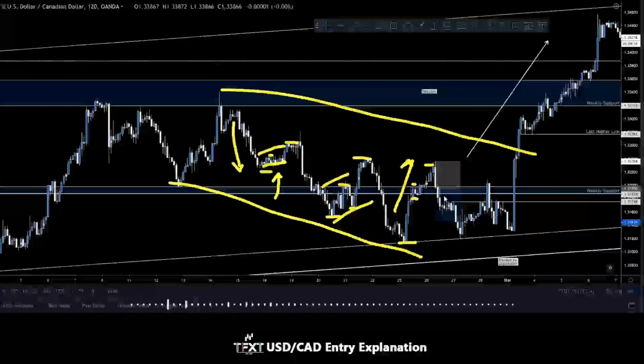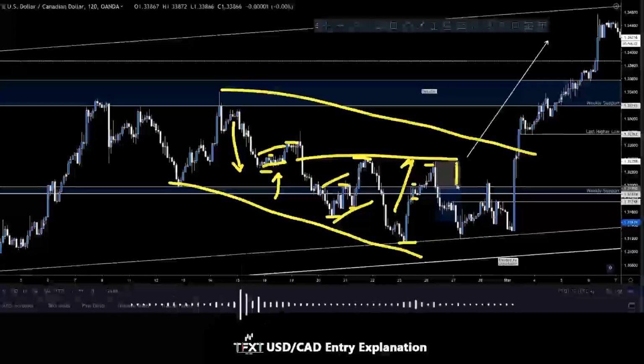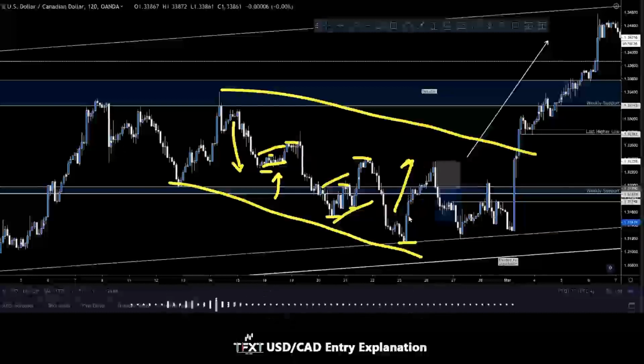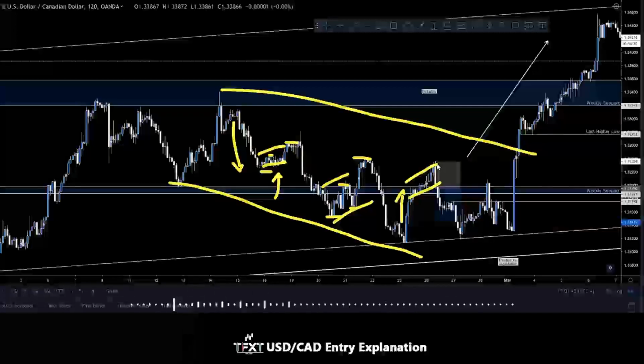A couple other reasons what was going through my head at the time was we were at a major area of resistance. So of course, selling at resistance. Secondly, more importantly, you can see that after this impulse was made, we did create a short-term reversal pattern. So the confluences were there. Just the issue was entry.